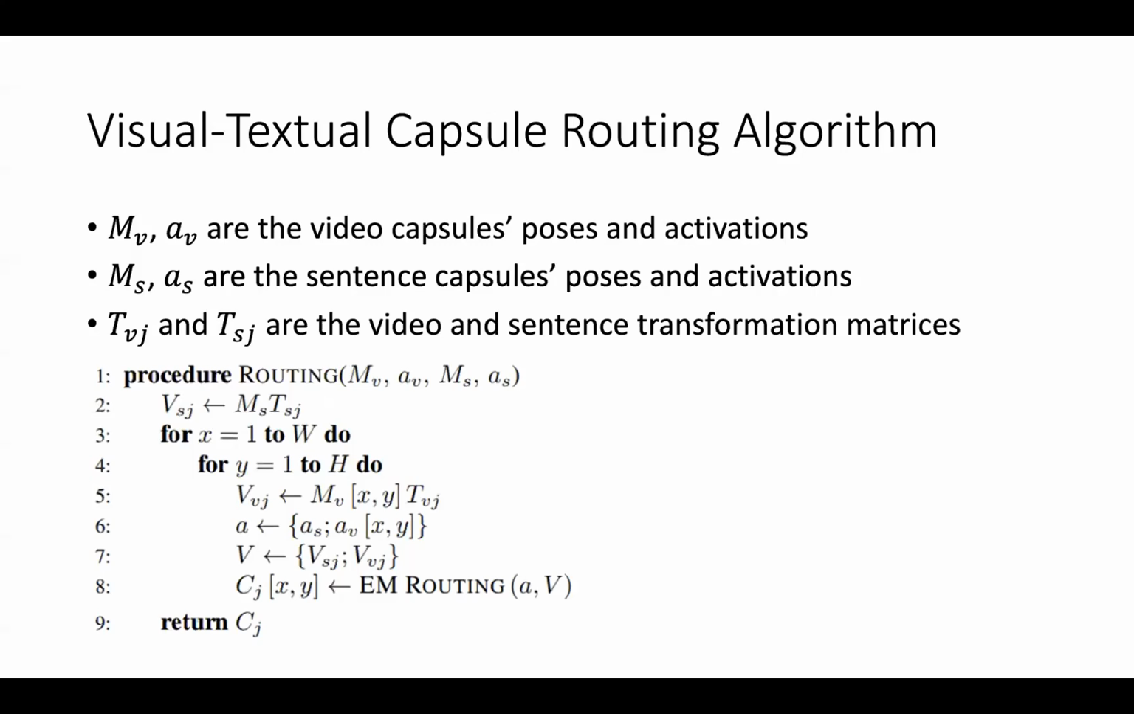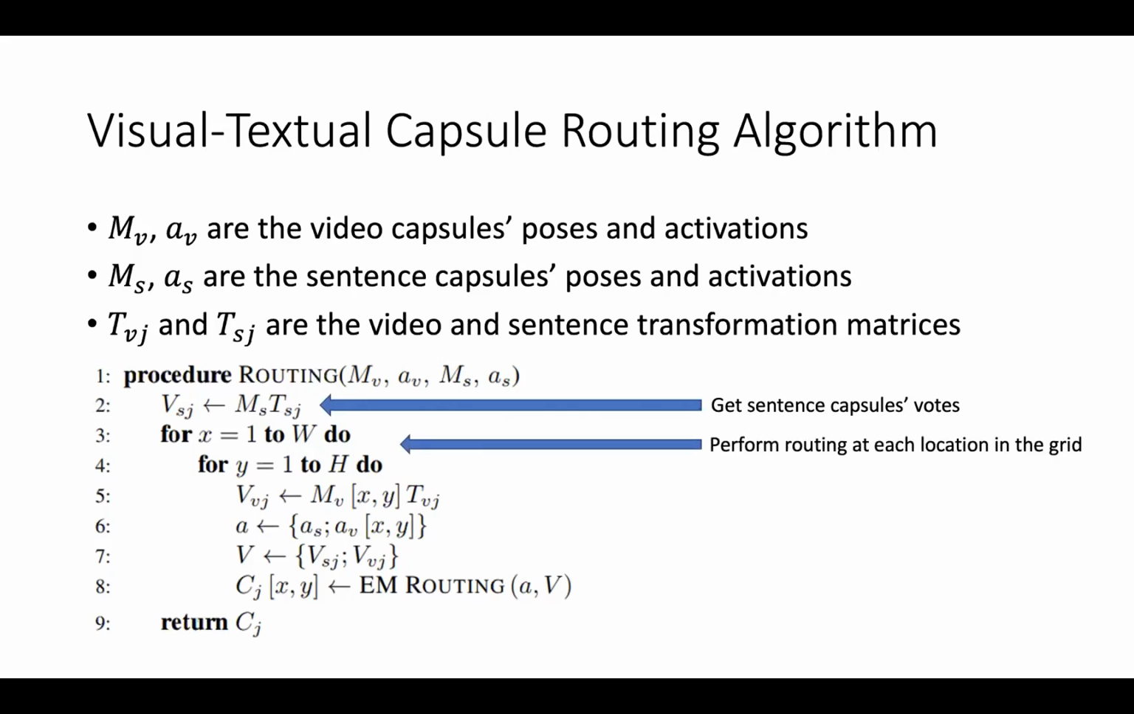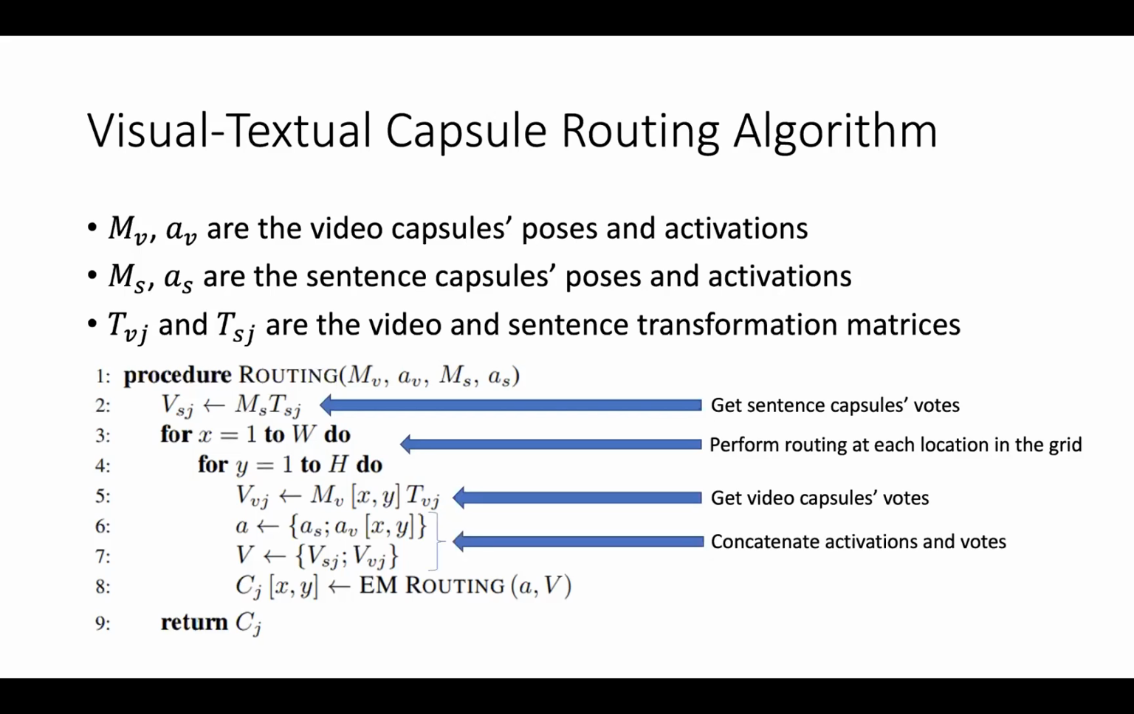This is the routing procedure. We first start off by getting the votes for the sentence capsules. Then for each location on the grid, we obtain the votes of the video capsules at that position. We then combine the activations and votes for the video and sentence capsules, and we pass it through the EM routing algorithm. And this outputs the higher level capsules, which have the agreement between the sentence and the video.